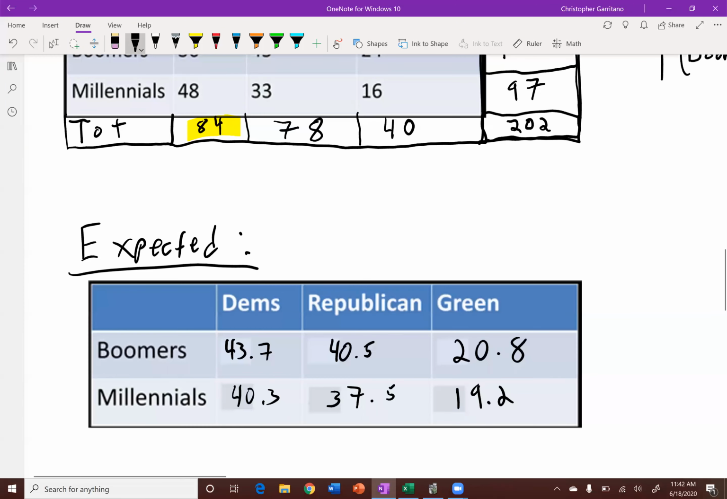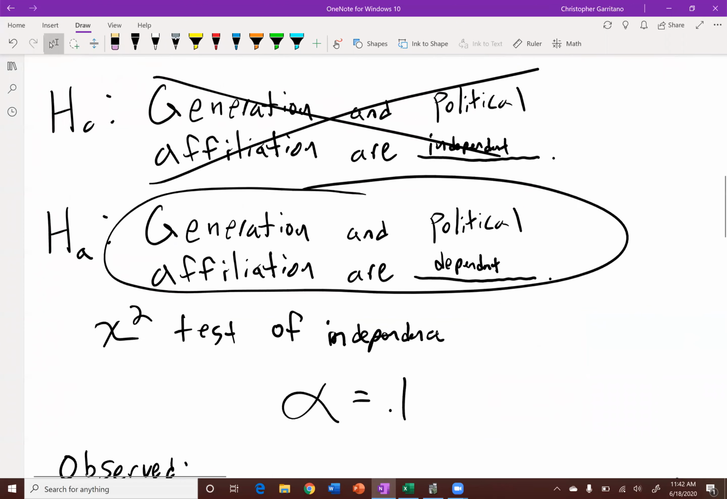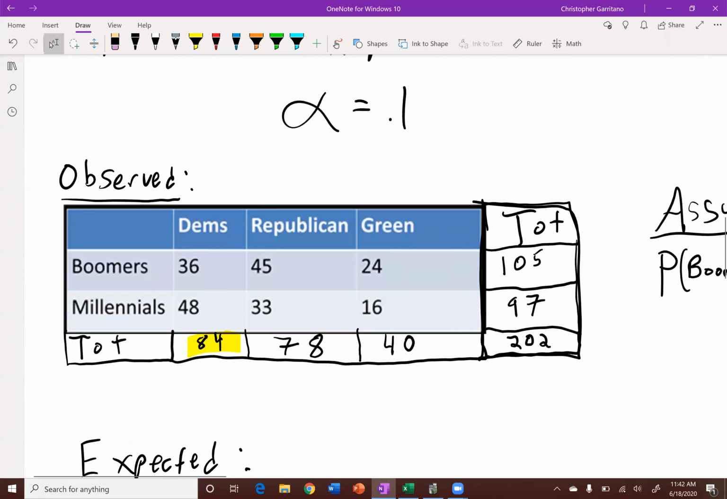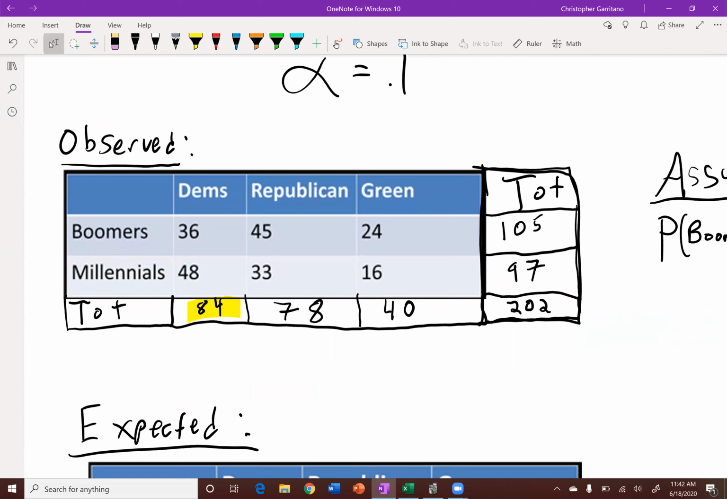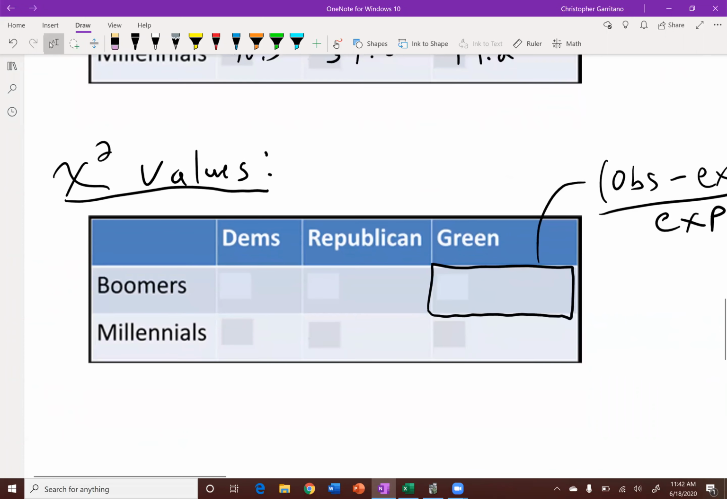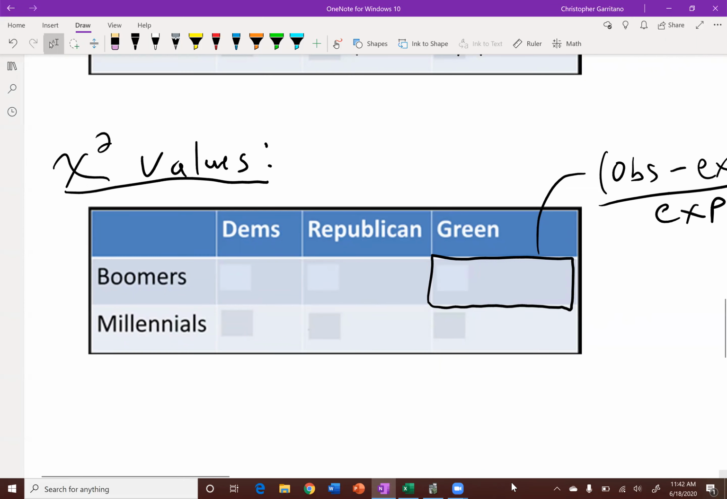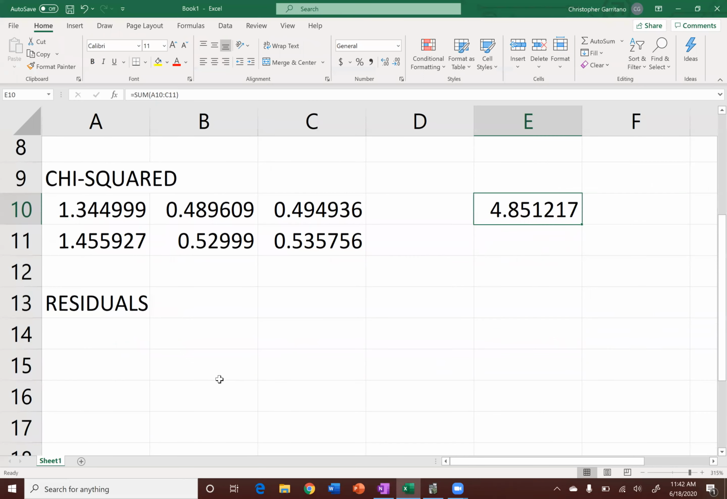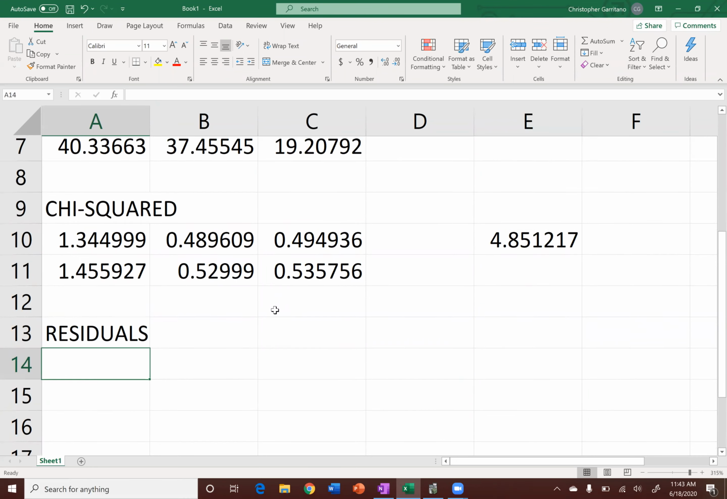So a follow-up question, as I mentioned in the previous video, might be something along the lines of which political affiliation value seems to differ the most among the people of the different generations. And in order to answer a question like that, you would want to analyze the residuals of your chi-squared values. So let's go down here and we can create a table of residuals.